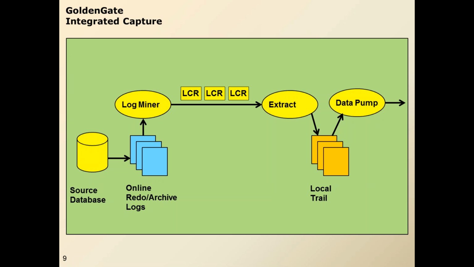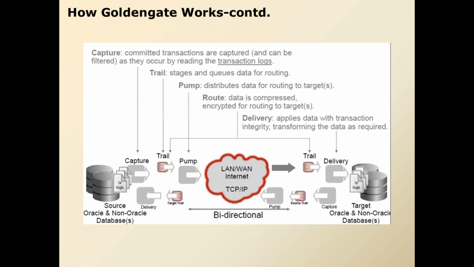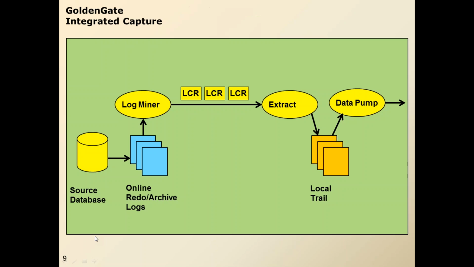Now, what advantage did it bring to the table? Why did the performance of GoldenGate increase? If you see here, in case of classic capture, it was interacting with the source database directly. However, in integrated capture, there is one more layer in between, which is log miner. So how is it possible that the performance is high? The answer again lies in the architecture only.